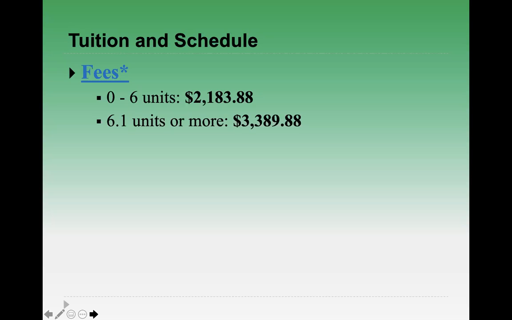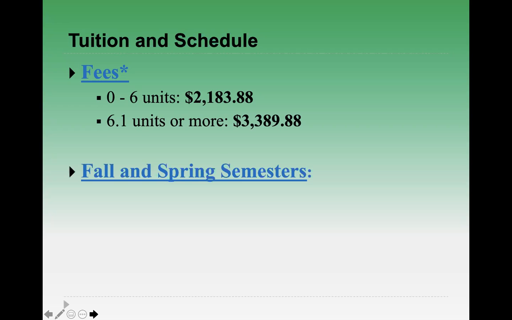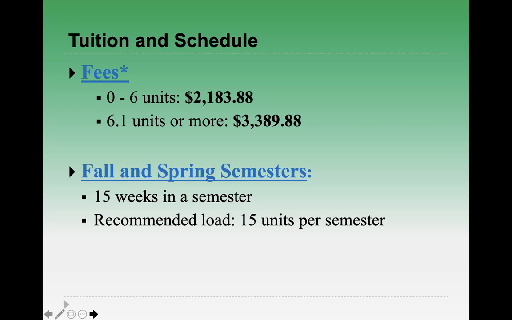So this is an explanation of our tuition costs from 0 to 6 units, how much that cost is for students, if it's 6.1 units or more, and then an explanation about what is expected about how many units to take each semester. For us, we're on the semester system, and there's 15 weeks in a semester. Now, the university recommends that students take a load of 15 units per semester to graduate on time. But you can also think about this as in total. So that would be 30 units per year.